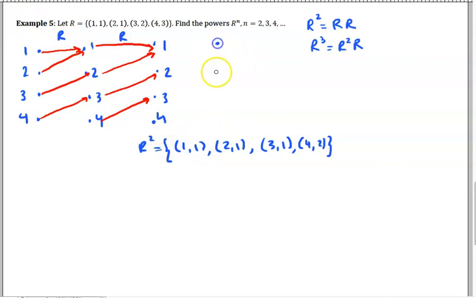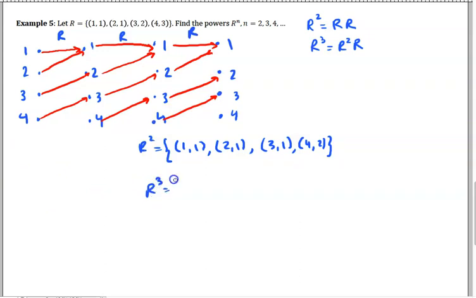All right, so let's do it again. I want to find R cubed, so we're going to continue. So 1, 2, 3, 4. So apply R again to the outputs. So 1 goes with 1, 2 goes with 1, 3 goes to 2, 4 goes to 3. Okay, so let's see what R cubed is. So for R cubed, we start at the beginning and want to see where we end up. So 1 ends up at 1. 2, following the arrows, ends up at 1. 3 ends up at 1. And 4 ends up at 1.